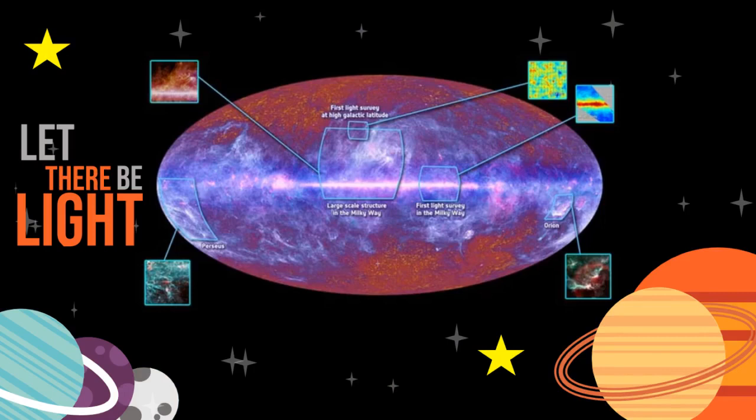About 380,000 years after the Big Bang, matter cooled enough for electrons to combine with nuclei to form neutral atoms. This phase is known as recombination, and the absorption of free electrons caused the universe to become transparent.